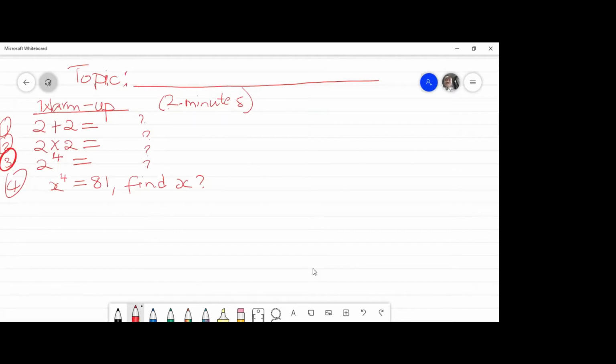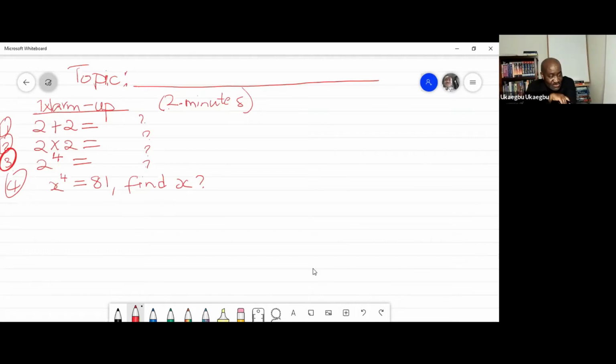2 plus 2 is 4. 2 times 2 is also 4. Now, when you come to 2 raised to power 4, let's try to expand it and verify whether the answer that we were given is correct. So 2 raised to power 4 can be written as 2 times 2 times 2 times 2. Is that correct?